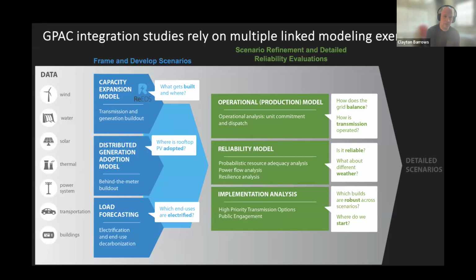And all of that goes into a capacity expansion model like ReEDS, which was highlighted in the last Powered By webinar, where ReEDS will make the system-wide economically optimal choice to decide what gets built when and where. And under these adoption decisions, we start to frame and develop scenarios. And then we move into a refinement stage where we're running production cost models and reliability models and stability models to show that these future grids can operate reliably and stable.